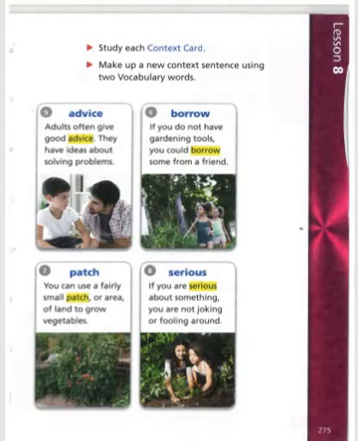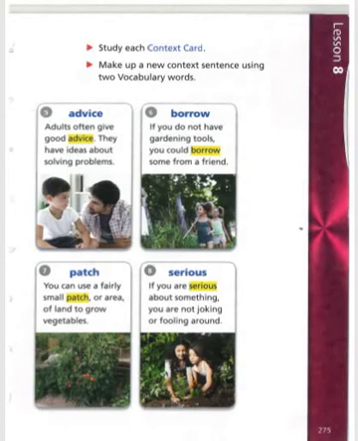Word number 7, it's patch. What does it mean by patch? It's an area or part of something that is marked out by particular characteristics. It means that this area or this part of the place has special characteristics, special traits and special features compared to the others around it. Patch is a noun. Let's see the example we have here: you can use a fairly small patch or area of land to grow vegetables.